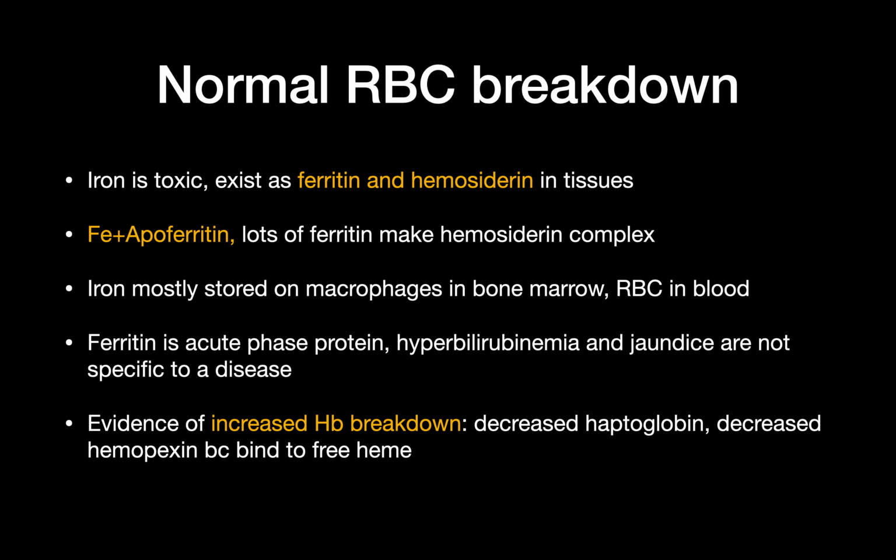So in normal red blood cell breakdown, iron is going to be existing as ferritin and hemosiderin. Iron binds to the apoferritin to make the hemosiderin complex, and then that's stored in like the macrophages in the bone marrow or red blood cells in the blood. Ferritin is an acute phase protein, so it's non-specific. You can't really count on that for a definitive diagnosis. So you want to look at the evidence of increased hemoglobin breakdown, which is going to be a decreased haptoglobin because it has to bind, remember, to prevent the iron from being excreted, and the decreased hemopexin.